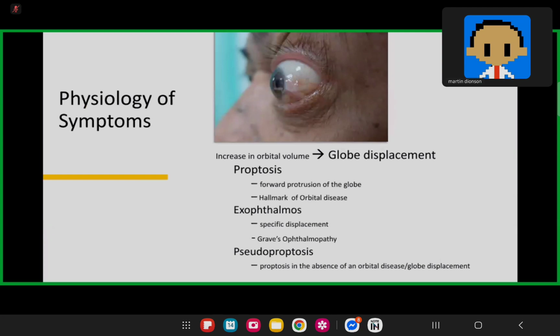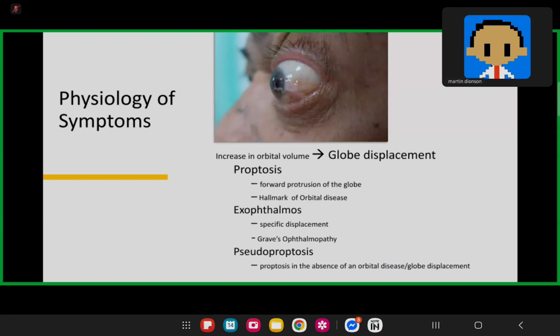Next is exophthalmos. So exophthalmos is the reverse of a proptosis. Exophthalmos is the same as proptosis. So when you hear the word exophthalmos, this is a specific displacement. So this description is often associated when you hear of the condition called Graves' ophthalmopathy. So it's a thyroid eye disease with a globe displacement. So often it's called an exophthalmos.